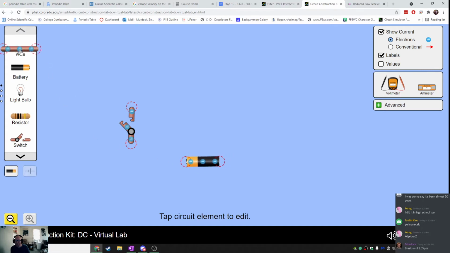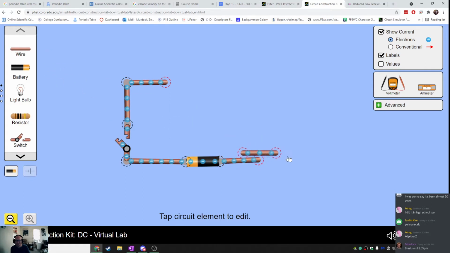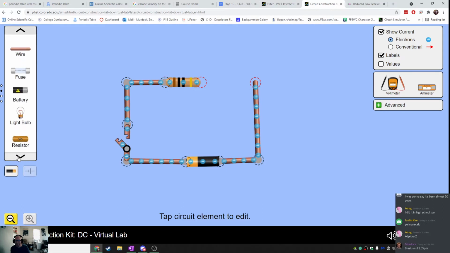Okay, we need some wires. We'll connect these up like that. Get another wire going like this. And I'll have a wire come across the top right here. A wire over here. A wire right here. And now all we need is a resistor and a capacitor. So let's put a resistor right here. Oh boy. Are there capacitors?